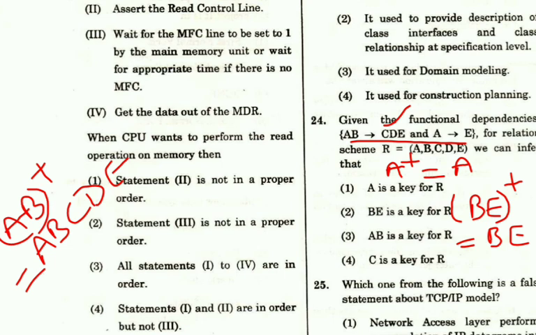So here, if the AB is there, then we can determine everything from the relation. So option 3 is the correct answer. AB is a key for R.